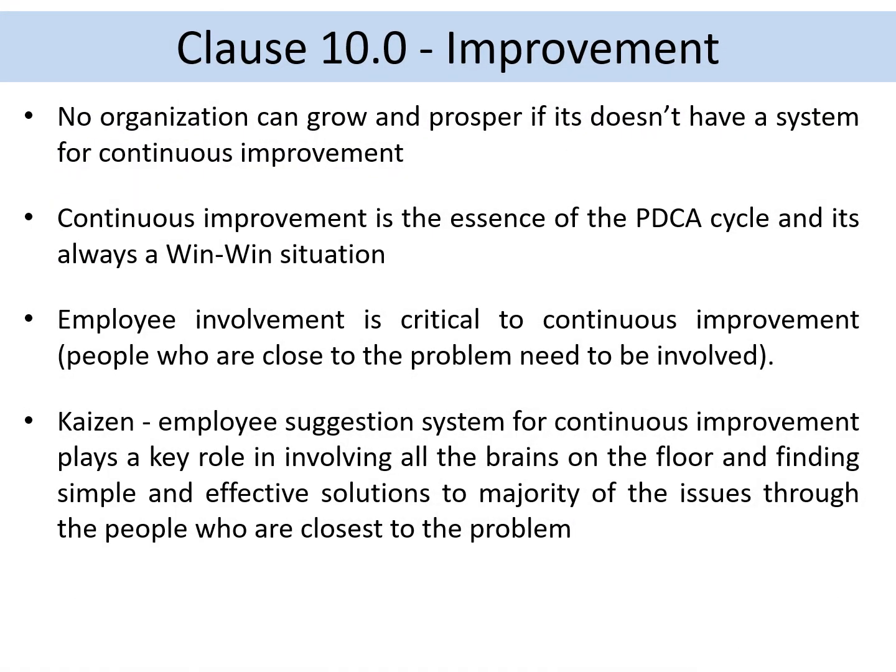Clause number 10 talks about improvement, and 10.3 is continual improvement. Let's talk about what improvement is. No organization can grow and prosper if it does not have a system for continuous improvement. Continuous improvement is the essence of the PDCA cycle, the plan, do, check, and act cycle we talked about in the beginning.